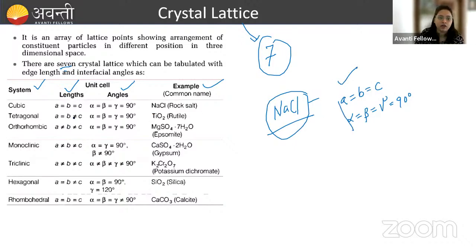What about tetragonal? One edge length is not equal, but all the angles are 90 degrees. An example of this is rutile, that is TiO2. Next, orthorhombic: all lengths are not equal, but the angles are equal. The example is rhombic sulphur. Next, monoclinic: the lengths are not equal, two angles are equal and one angle is not equal to 90 degrees. This is gypsum. Next, triclinic: edges are not equal, angles are not equal.